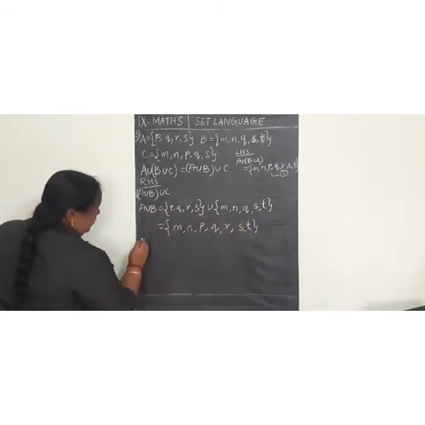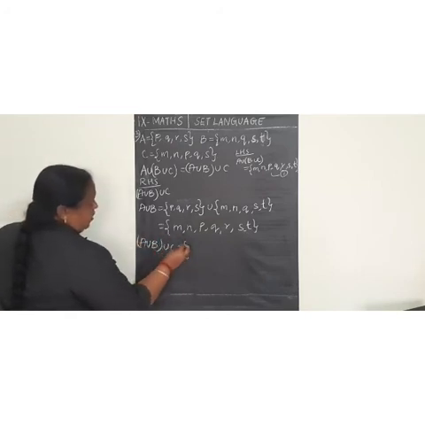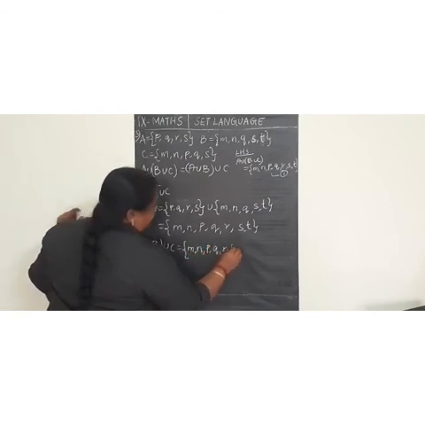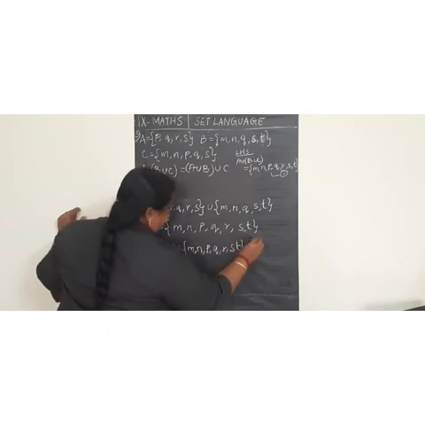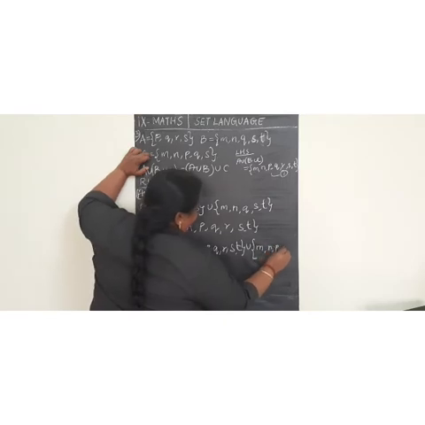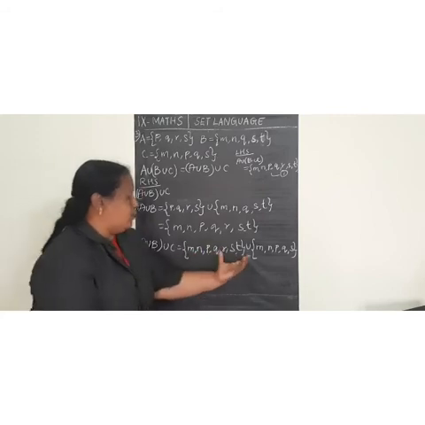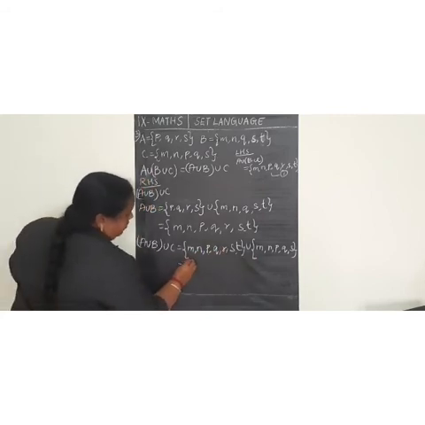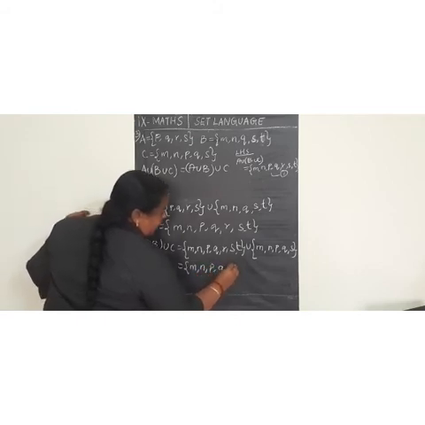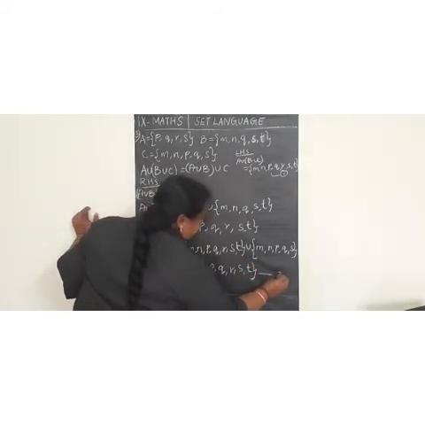Next we find (A ∪ B) ∪ C. A ∪ B is M, N, P, Q, R, S, T, union C. What is C here? M, N, P, Q, S. So (A ∪ B) ∪ C means we combine both and write it. What we get here is M, N, P, Q, R, S, T. We mark this as equation 2.